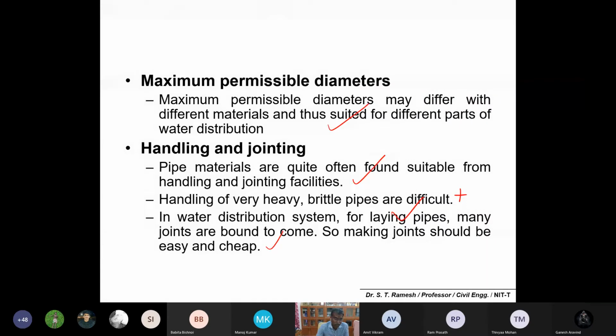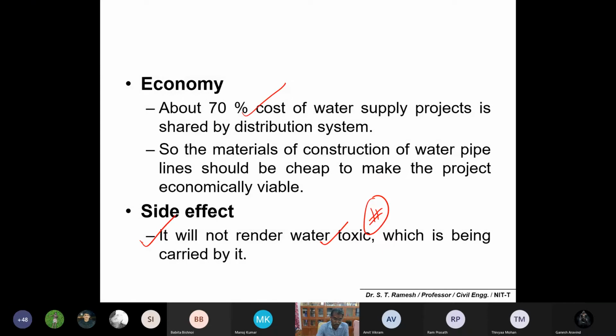It should be available in variable permissible diameters, easy to handle, easy to join, and it should also be economically viable. And the last one is that it should not produce water with any toxic effects. Is it fine?